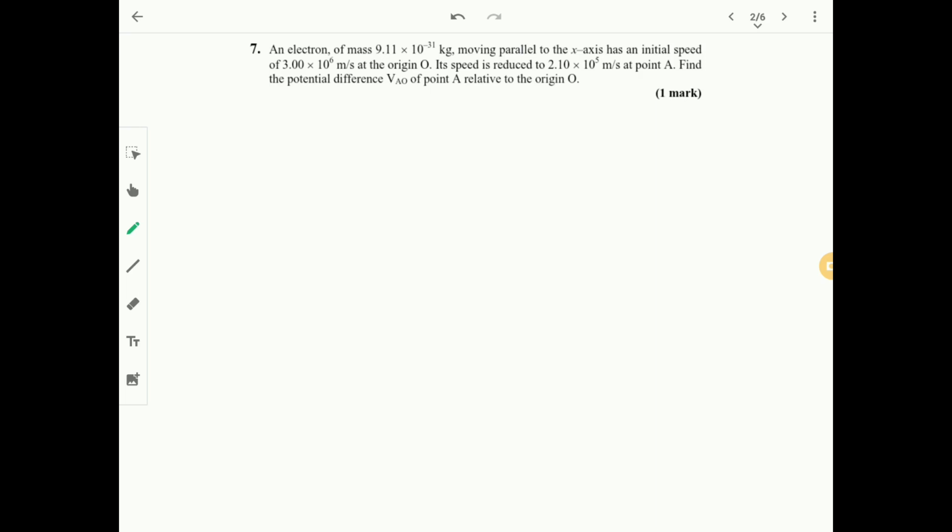Moving on to question 7 now. An electron of mass 9.11 times 10 to the minus 31 kilograms. And one thing to note here, you might need to memorize this. Sometimes they might not give it. So just memorize the mass of an electron. Moving parallel to the x-axis has an initial speed 3 times 10 to the power of 6 meters per second at the origin O. Its speed is reduced to 2.1 times 10 to the 5 at point A. Find the potential difference VAO of point A relative to origin O.